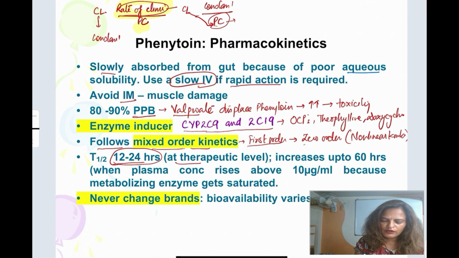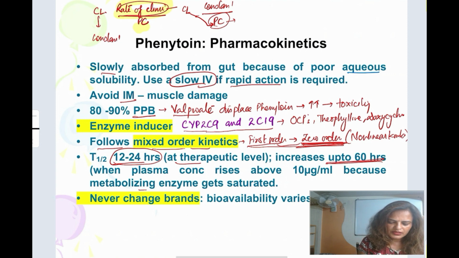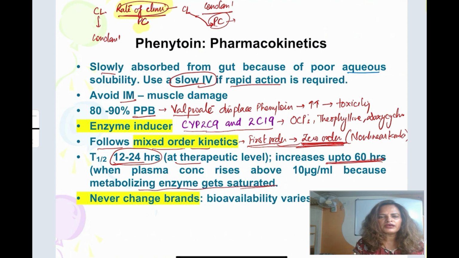But as it follows non-linear kinetics, from first order to zero order, if you now increase the dose, the plasma concentration will increase. That is going to increase the half-life also. And why is it following this non-linear kinetics? Because of the saturation of the enzyme.